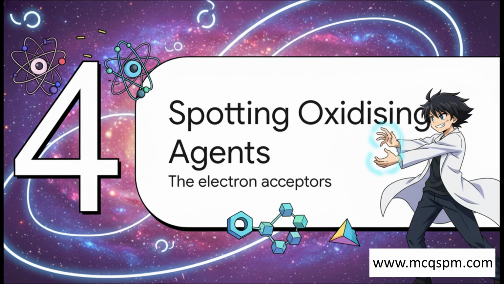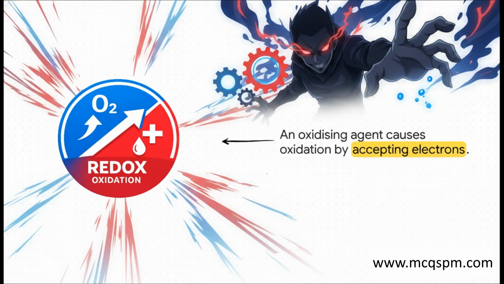So think about it. When an atom loses electrons, where do they go? They can't just vanish into thin air, right? Something has to grab them. And that's where our next character comes onto the stage, the oxidizing agent. You can think of it as the one causing the oxidation. It's the electron grabber. Yeah, exactly.